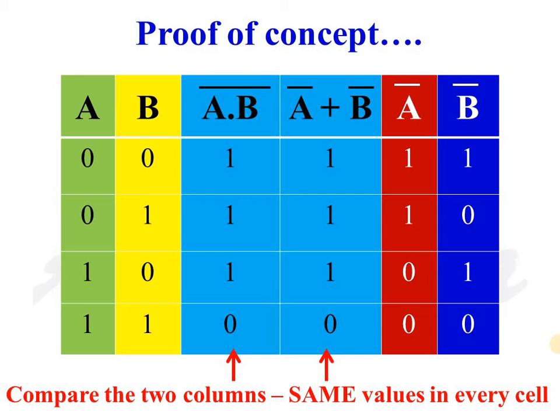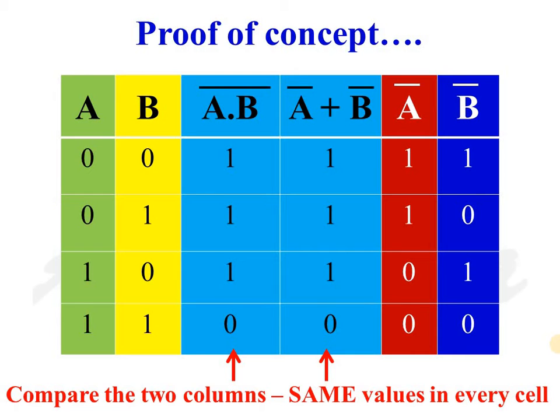Now let us take the complement of the input variables A and B. So A bar and B bar are 1,1, 1,0, 0,1 and 0,0. So A bar or B bar is equal to 1, 1, 1, 0 for the input combinations 1,1, 1,0, 0,1 and 0,0 respectively.